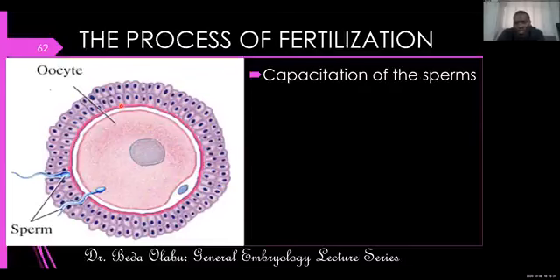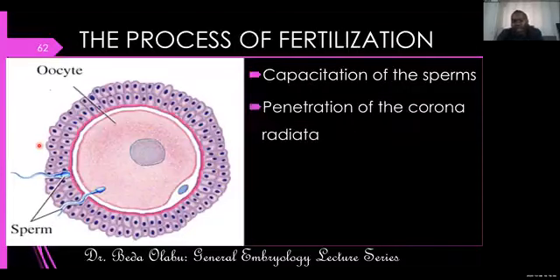This process of capacitation has twofold benefits. One is that they make the sperms more motile, which means that the sperms can now swim faster towards the oocyte. But importantly also, the identity molecules of the sperms are unmasked. And that means that the sperms are now able to identify, at least from a molecular level, the oocyte. So capacitation of sperms take place. The sperms will then swim up to where the oocyte is. And once they reach there, the sperms will then penetrate through the corona radiata.